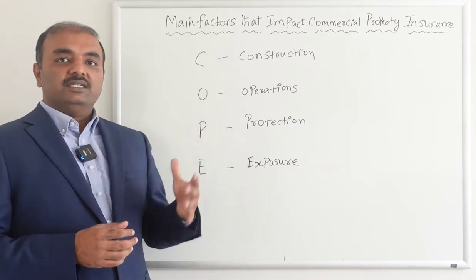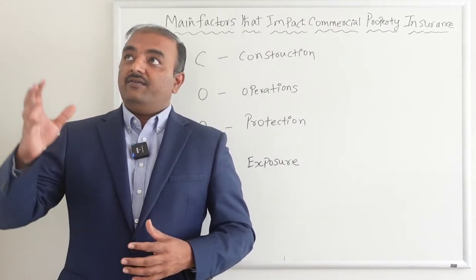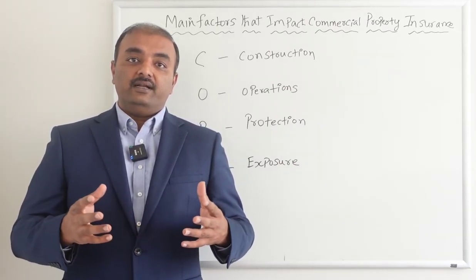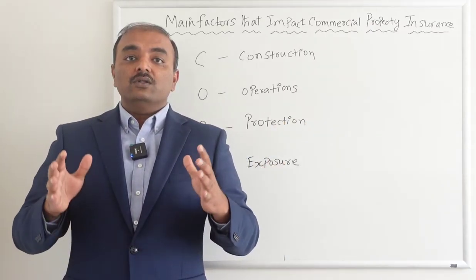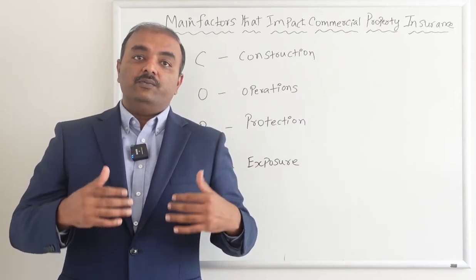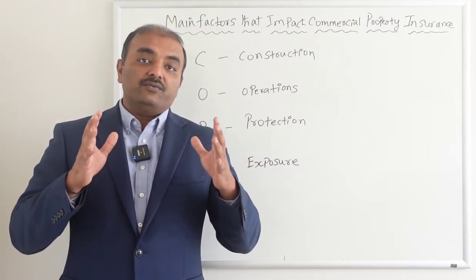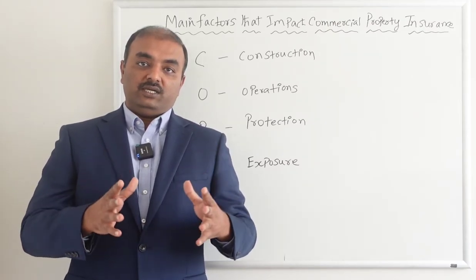Third thing is protection, right? What kind of safety precautions do we have within the building, like fire alarms, or if there is a fire, what is the distance between your building and the fire engine office. So all those safety features or protection factors that you have within your building are an important factor in determining the premium of commercial property insurance.